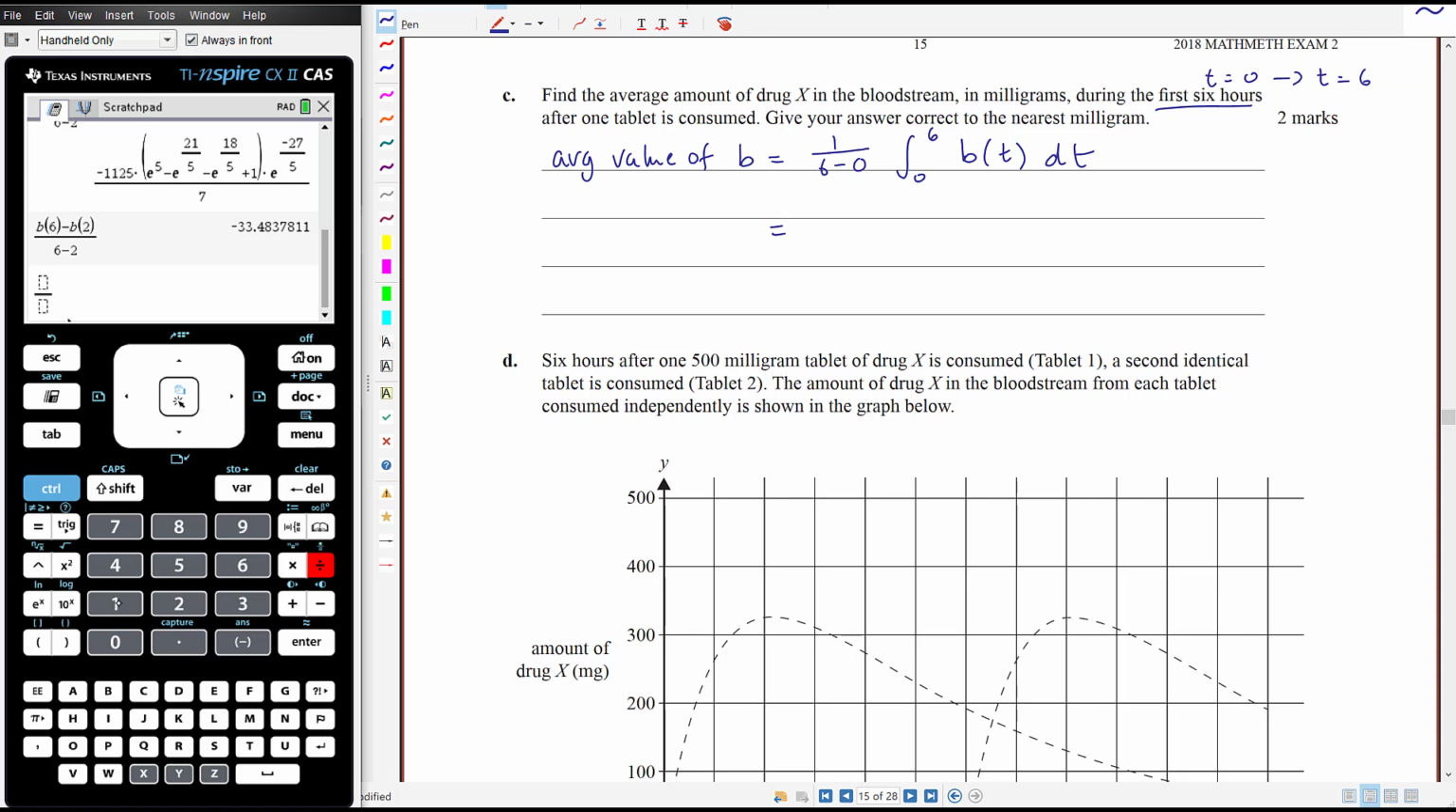So we've got 1/6 times the integral from 0 to 6 of b of t with respect to t. And we want nearest milligram, so control enter. So to the nearest milligram, the average amount in the bloodstream is 255, nearest milligram, so 256 milligrams.